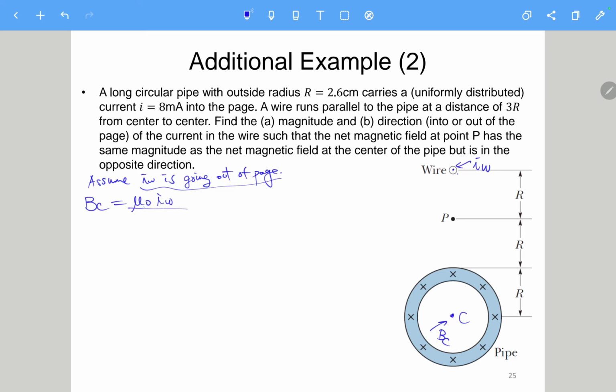So this is mu zero I over 2 pi R. Actually the distance is 3 capital R, from this point to here, so altogether 3R here. For this pipe, it will generate nothing at the center, so we have plus 0. We don't have anything else to generate a B field. So this is pretty much it.